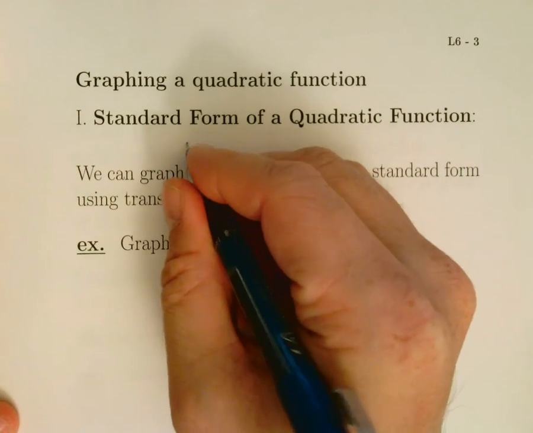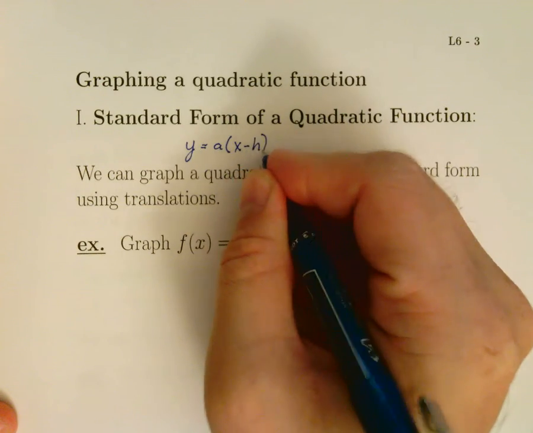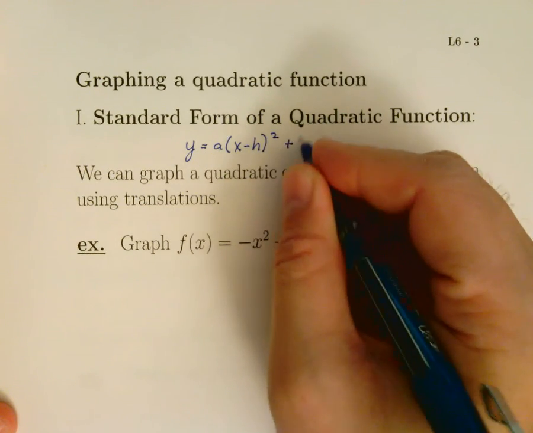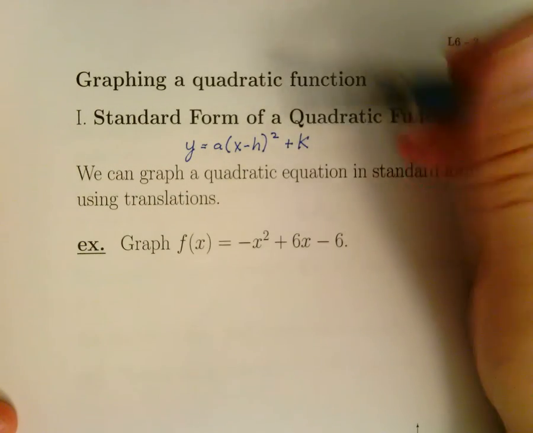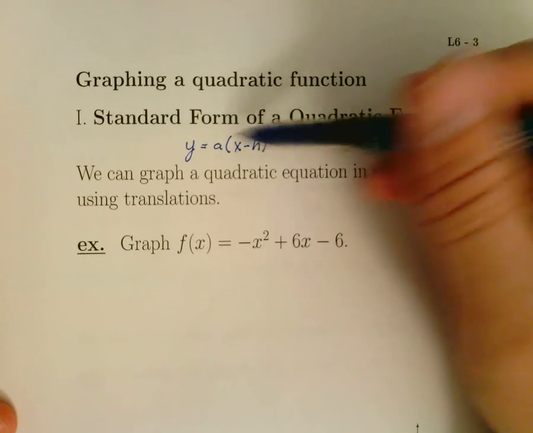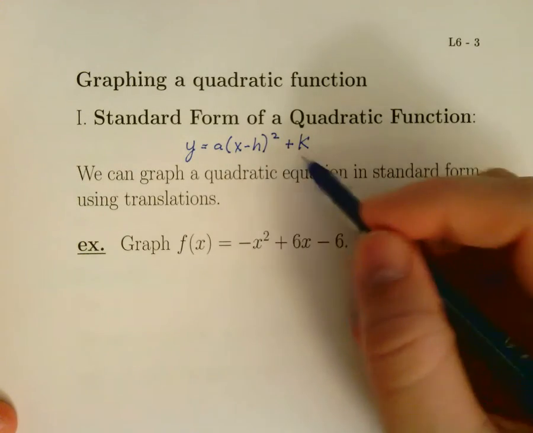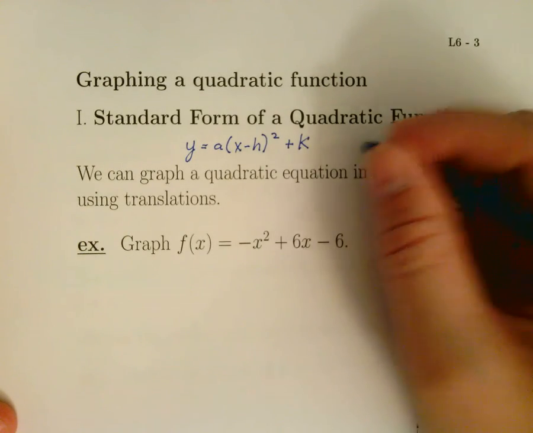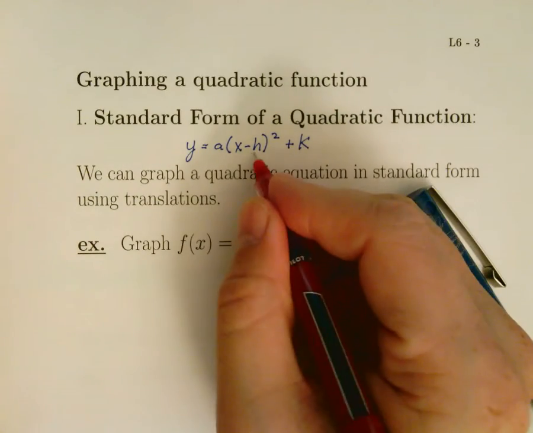Now, the standard form is going to be y equals a times (x minus h) quantity squared plus k. The neat thing about the standard form is that you can just look at it and see what's going on. You can see the shift, the translation, the scalings, the whole nine yards. It's very simple to graph, and it's even easy to see the vertex.